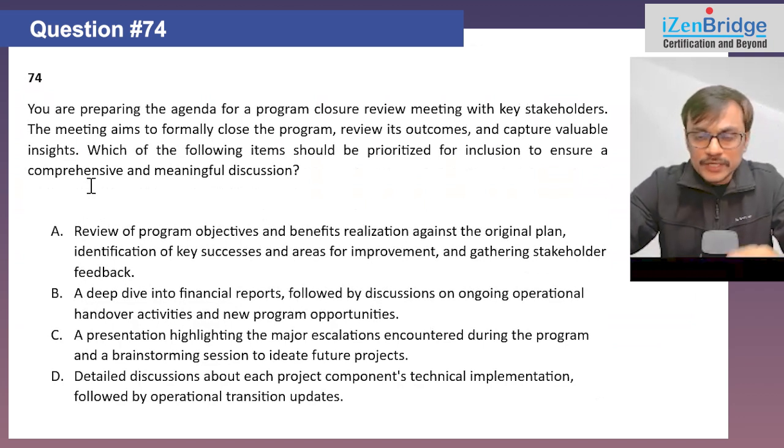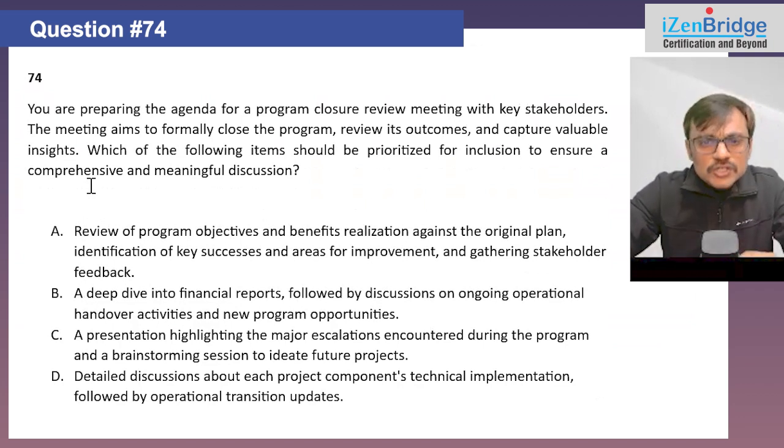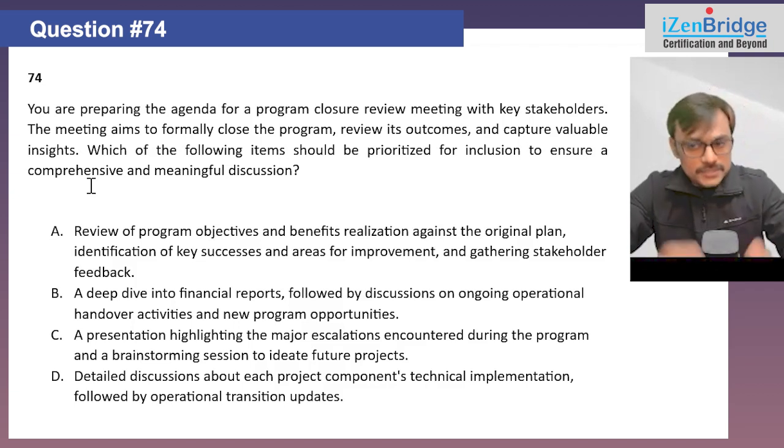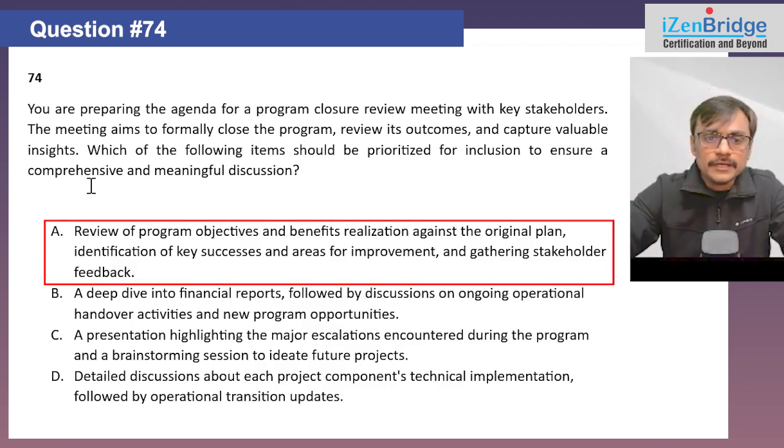So in simple words, what I am learning from this question is what should be discussed in the program closure meeting, and what should be the agenda of a program closure meeting. That's what we are thinking of. And let's find out the options. Yeah, that's the idea. Okay, option A, review the program objective and benefits realization against the original plan. Looks good. Yeah. Identification of key success and areas of improvement. Yeah, lesson learned. Yes, you can do that. And gather stakeholders' feedback. Yeah, you can do that as a part of a program closure. Looks good. Yeah, let's see.